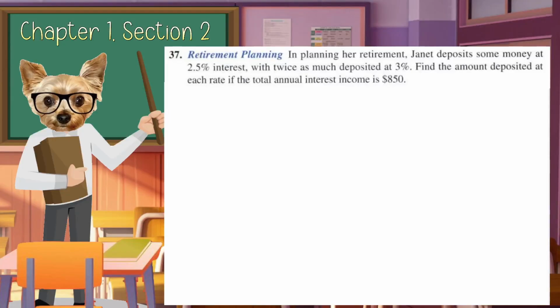Hey everybody, in this video we are doing an exercise from chapter 1 section 2, number 37. It's called retirement planning. In planning her retirement, Janet deposits some money at 2.5% interest with twice as much deposited at 3% interest. Find the amount deposited at each rate if the total annual interest income is $850.